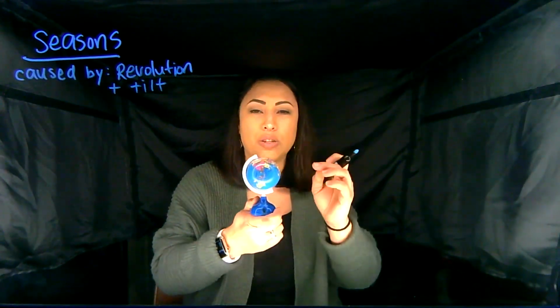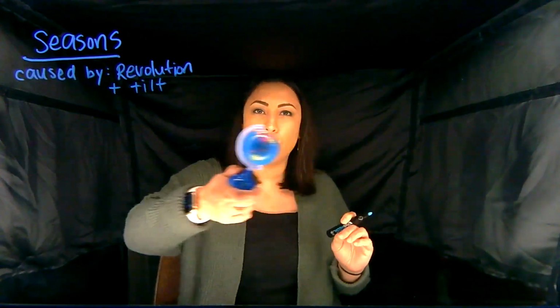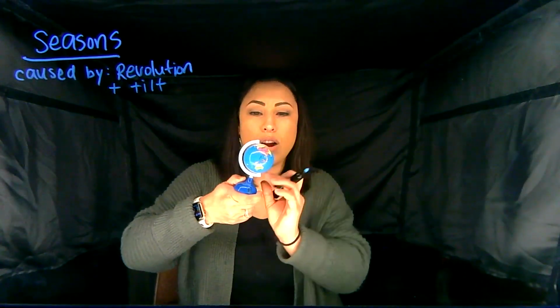If you remember, I showed you this mini Earth. This tilt is also what helps cause our seasons. If we were straight up and down like this and we revolved around the sun, everyone would experience the same seasons because they would always be the same distance from the sun or get the same exact sunlight.